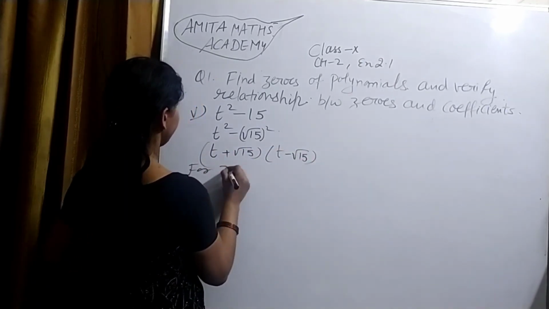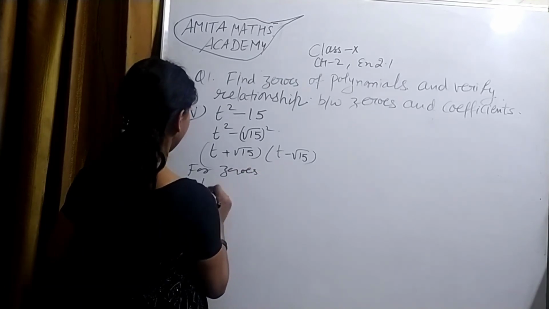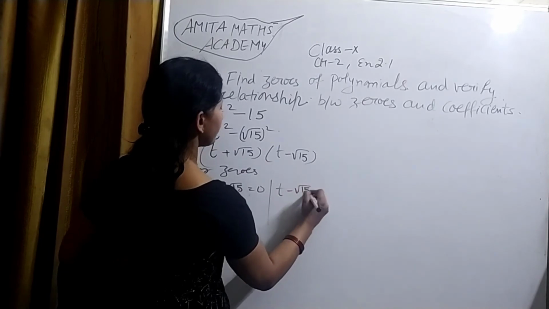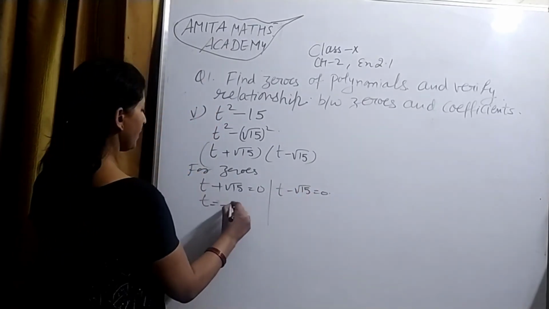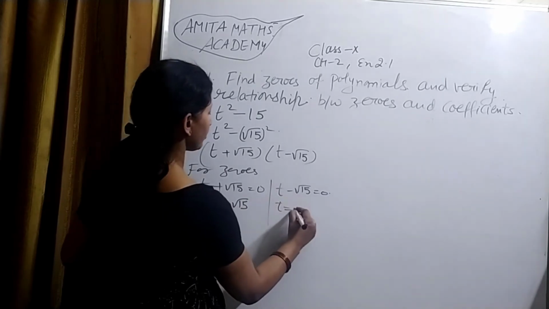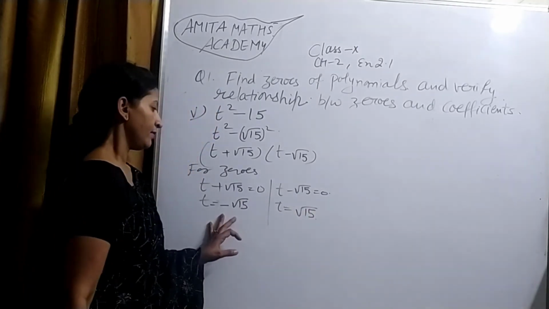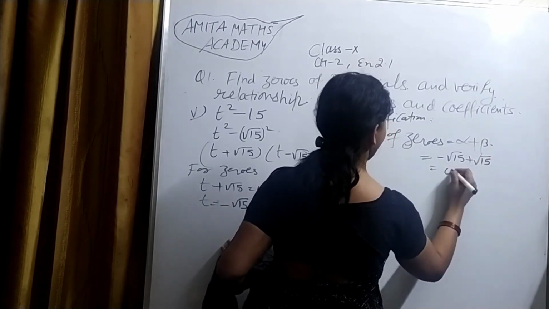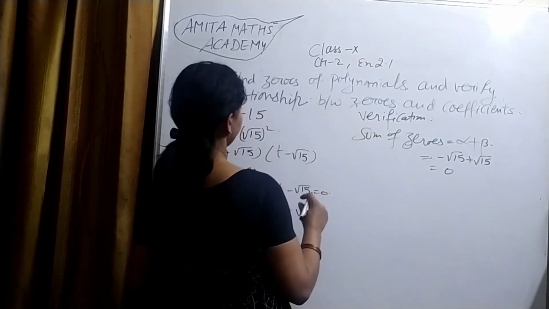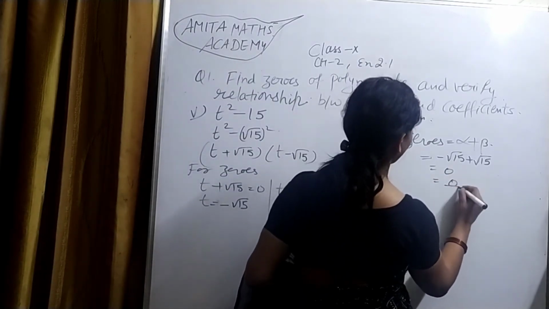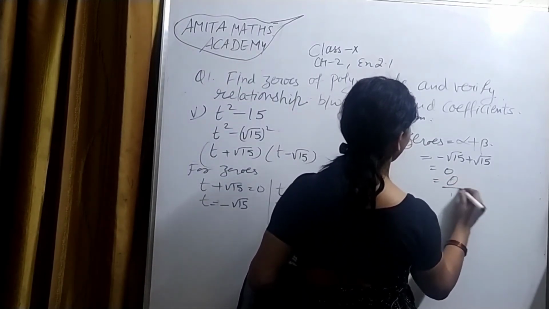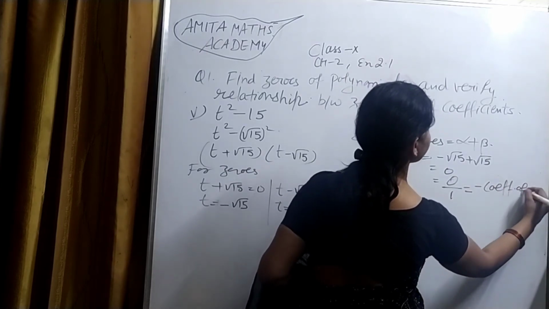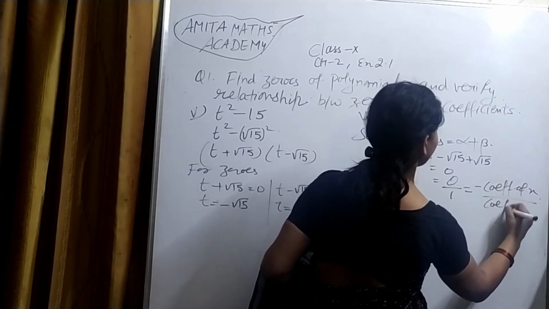For zeros, t plus root 15 equal to 0 and t minus root 15 equal to 0. It gives me minus root 15 and it gives me plus root 15. The sum is root 15 minus root 15, which gives me 0. And 0, I can write as 0 upon 1, which is what? Minus the coefficient of x divided by the coefficient of x square.